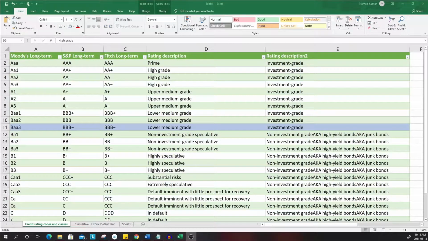Hello and welcome. This is a very interesting topic: the S&P ratings, Moody's ratings, and Fitch ratings. These are the three top credit agencies that provide ratings on debt instruments.